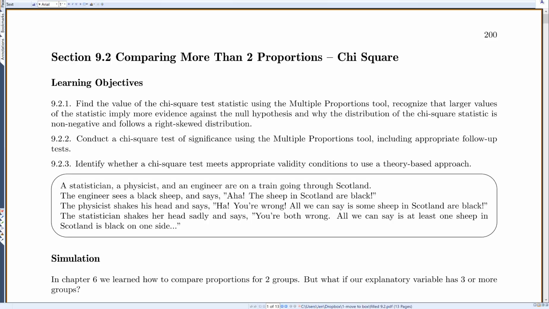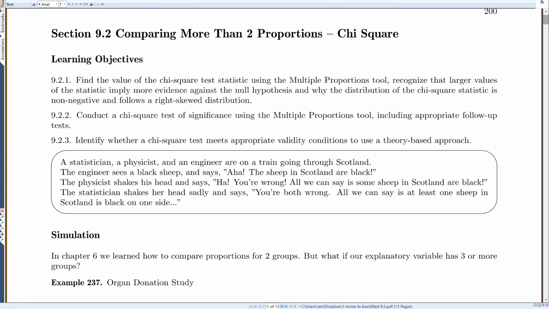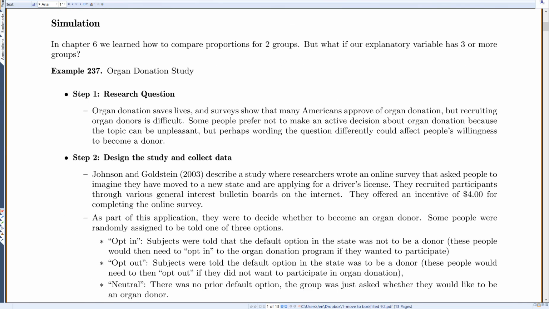This is section 9.2. We're going to compare more than two proportions, and we're going to use a chi-square test to do it. So to start with, we're going to do a simulation first, okay? And I want you to remember in chapter 6 how we would compare proportions for two groups. But what if our explanatory variable has 3 or maybe even more groups?